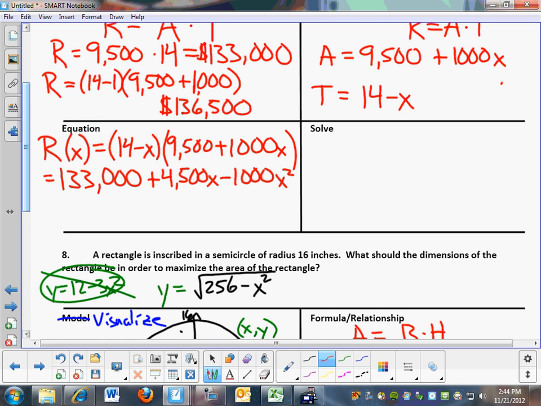That looks like a difficult one to graph, doesn't it? What's the shape? Parabola. Upside down or right side up? Upside down. That's all we need to do. Let's just draw that. What spot are we trying to find? The maximum, which is the vertex. How do we find the vertex?